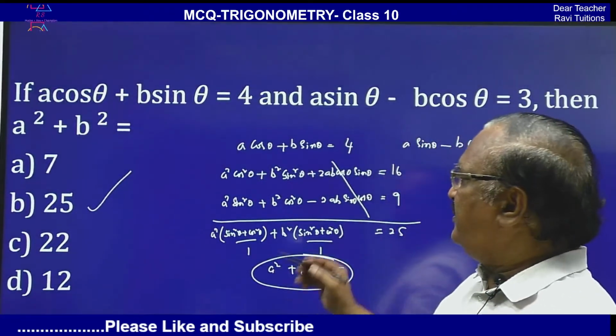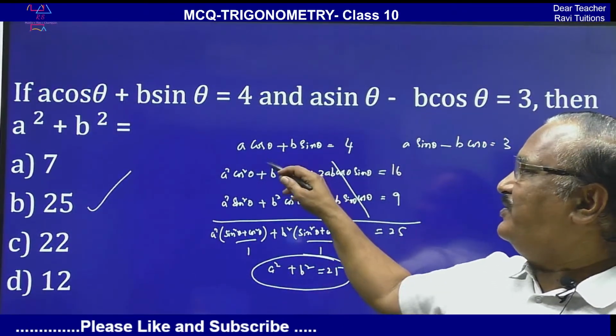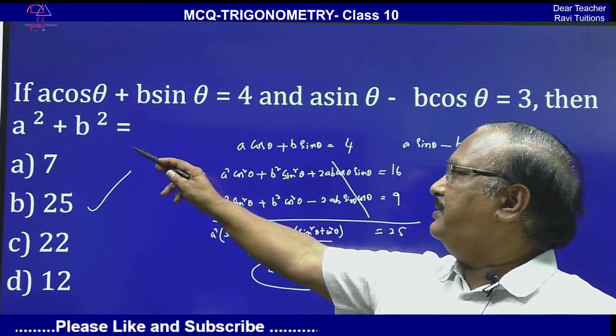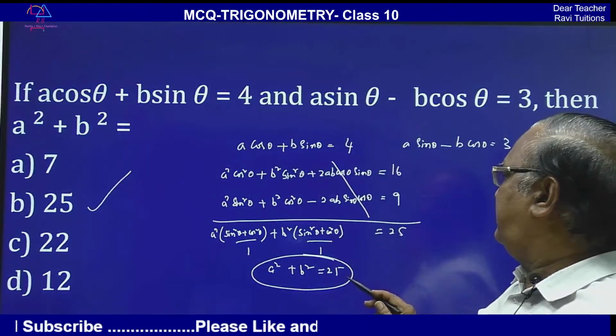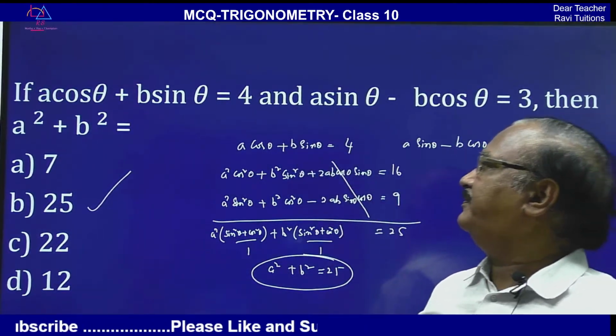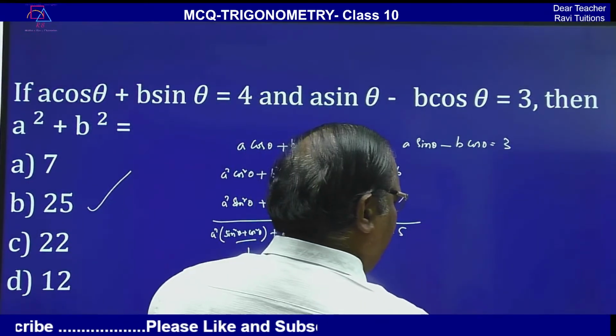So this question is also a subjective question, and now these questions you can remember directly, right? So a square plus b square is equal to this 25, right? 4 square plus 5 square. So now let us go to another question.